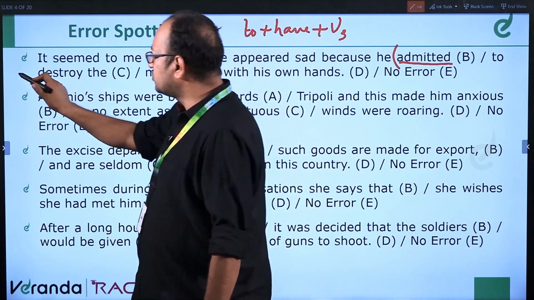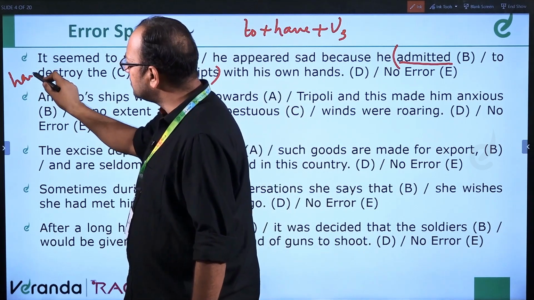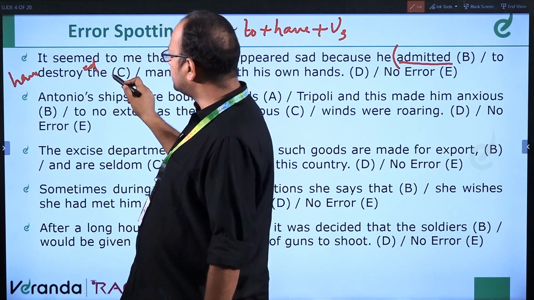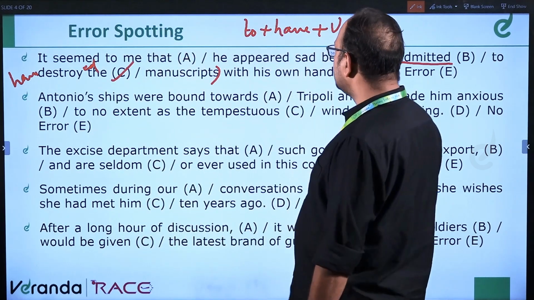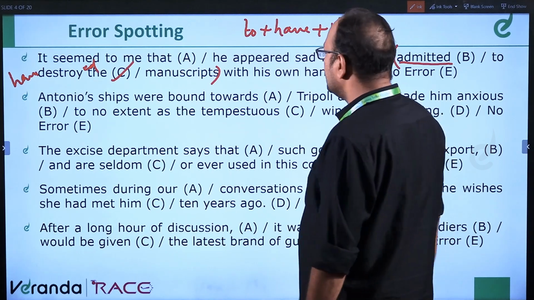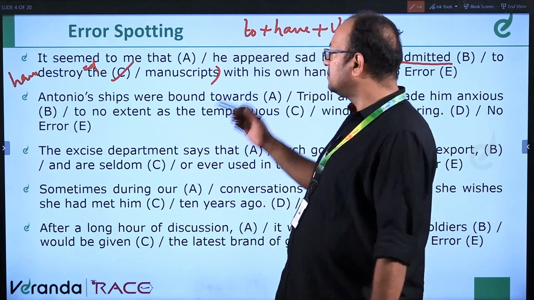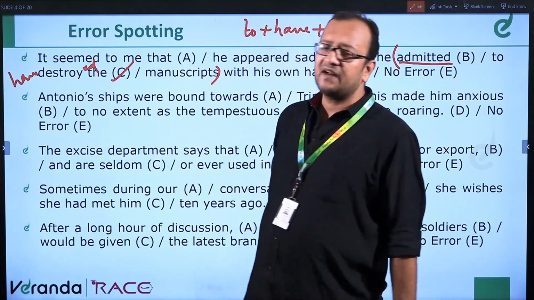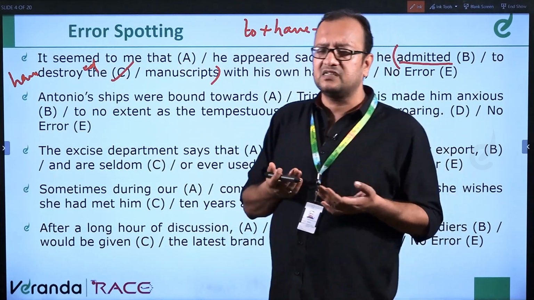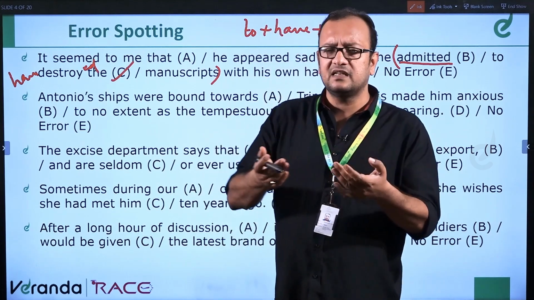To have destroyed. So, C has an error. Clear? So, it seemed to me that he appeared sad because he admitted to have destroyed the manuscripts with his own hands. So, C would be the answer. It should be to have destroyed, because it's a previous action and admission of it is the next action.